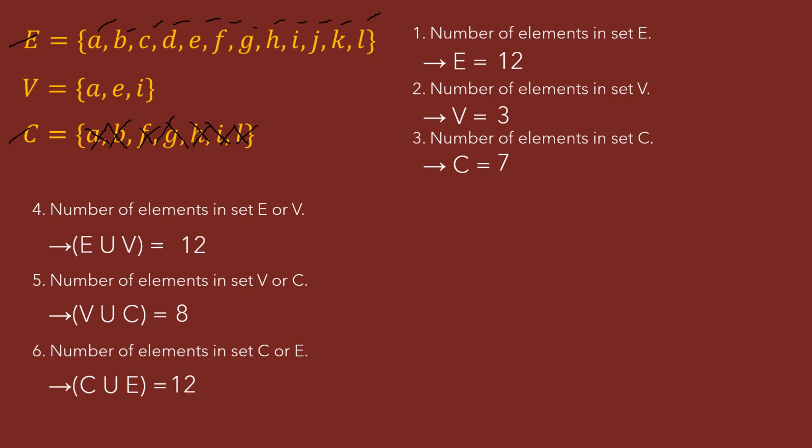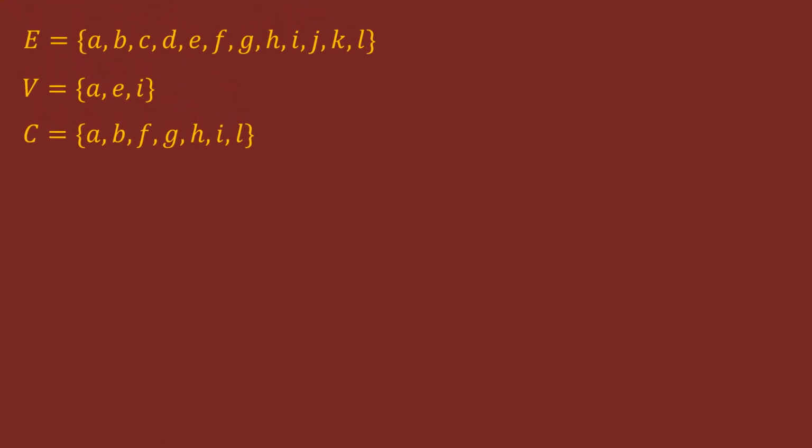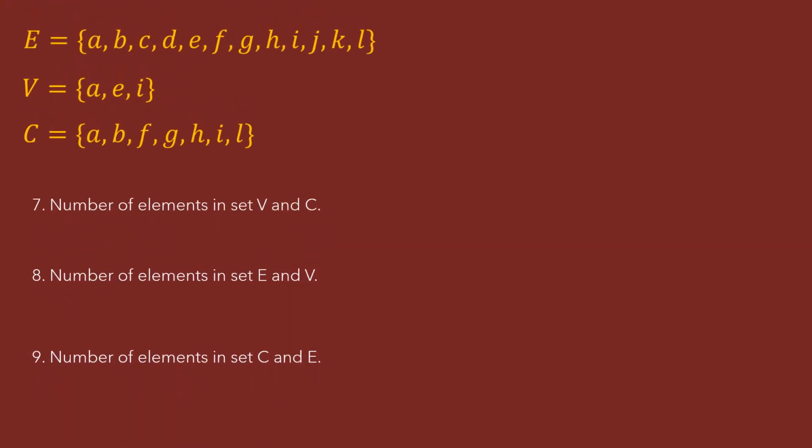How about in intersection? Again, in intersection, keep in mind that we just simply count the common elements. So for number 7, number of elements in set V and C. So the word and means intersection. So we do have V intersection C. So V and C. So upon observing the two sets, the common elements are the letters A and the letters I. So there are only two common elements between these two sets. So therefore, V intersection C, the answer is just 2.